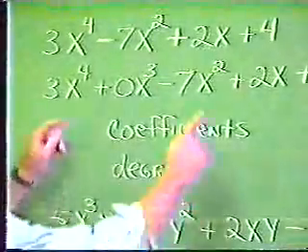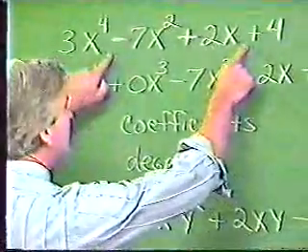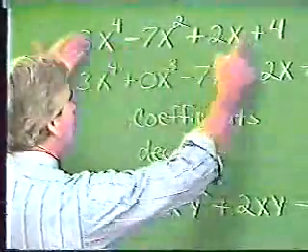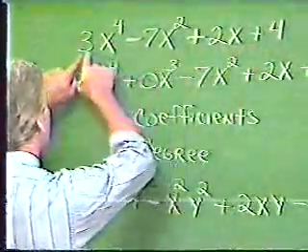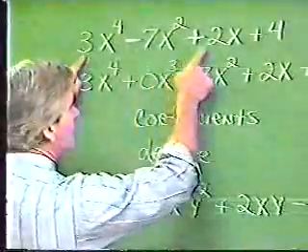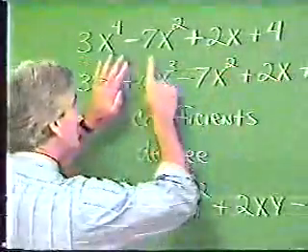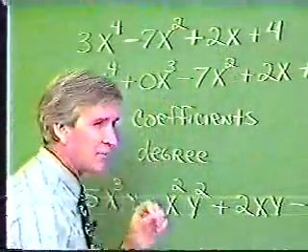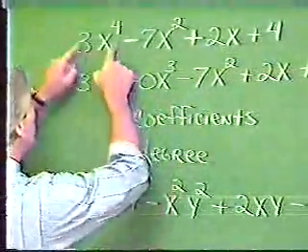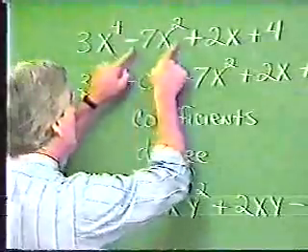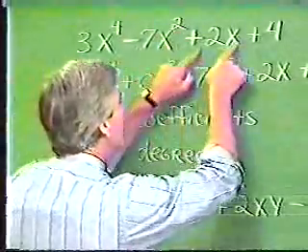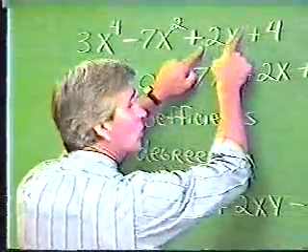This top expression is called a polynomial. Now, the coefficients involved here, as we have seen earlier, would be 3 and -7, 2 and 4. The degree of a term refers to the exponent on a variable. The degree of this term is 4. The degree in this term is 2. The degree in this term is understood to be 1.